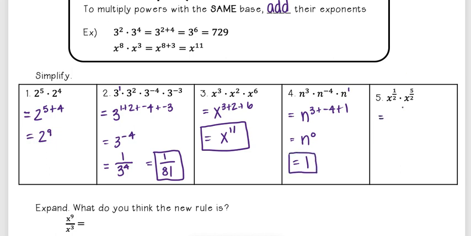Okay, this last one we have some fractions, but that is okay. So I'm going to have x to the 1/2 plus 5/2. You can either use your calculator or do this in your head, but since these have the same denominator, I can just add the numerator. So 1 plus 5, I get 6. And then I can reduce that. So 6 divided by 2, I get 3.